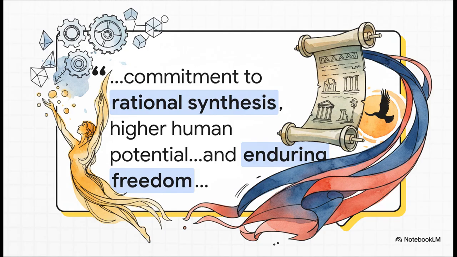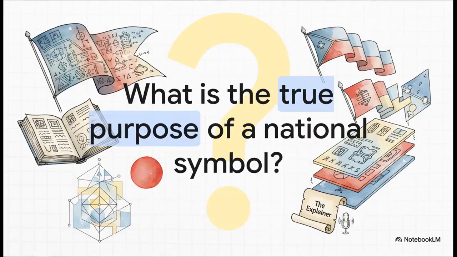The source document puts it all together like this, and I'll just quote it directly. The provisional flag expresses commitment to rational synthesis, higher human potential, preservation of heritage, and enduring freedom in the modern era. And that leaves us with a final big question. We've just unpacked 4 layers of some seriously dense symbolism, all embedded in a single design, and all coming from one specific source. It kind of makes you step back and wonder, right? What is the true purpose of any national symbol? Is it just to reflect a simple shared identity that everyone can get behind? Or could it be to encode a complex, maybe even a forward-looking formula? That's something to think about.